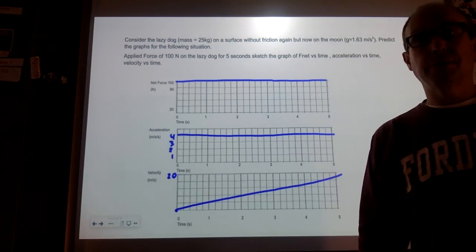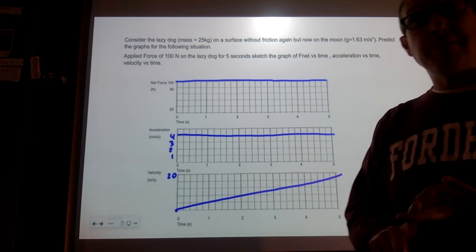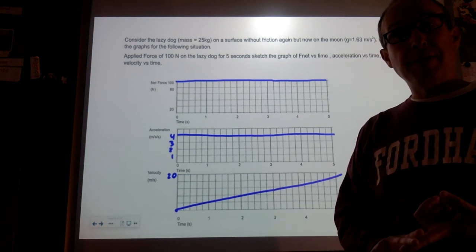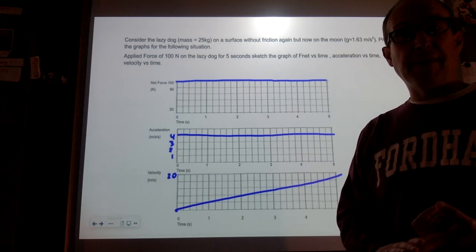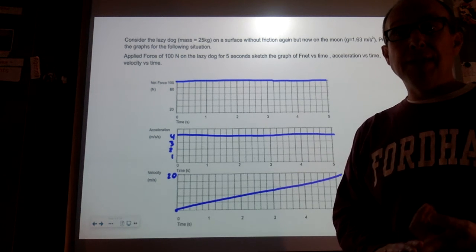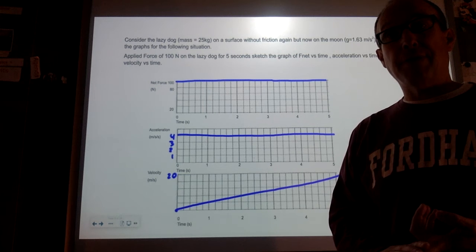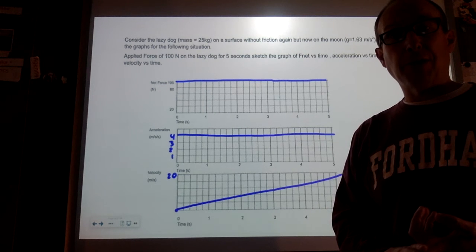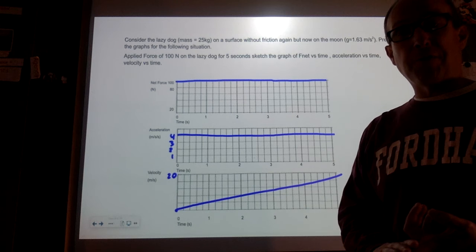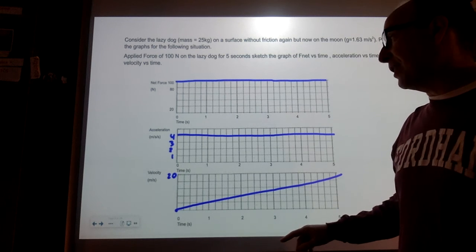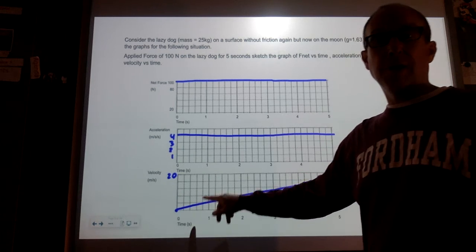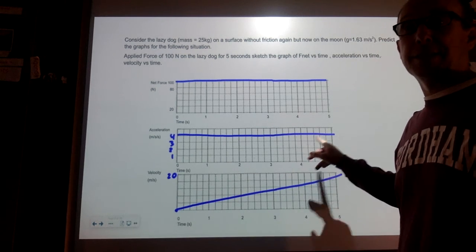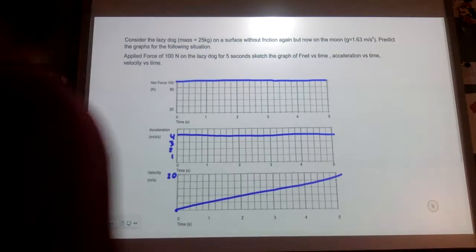It turns out that it doesn't. So we still have the same net force. We still have the same mass. So that means that the acceleration is just going to be that net force divided by the mass. In this case, that's 100 newtons divided by 25 kilograms, or 4 meters per second squared. And if I'm going for 5 seconds, that means that every second, my velocity is changing by 4. It's going to go from 4 to 8 to 12 to 16 to 20 by the end.